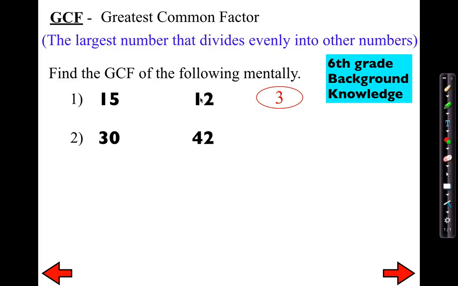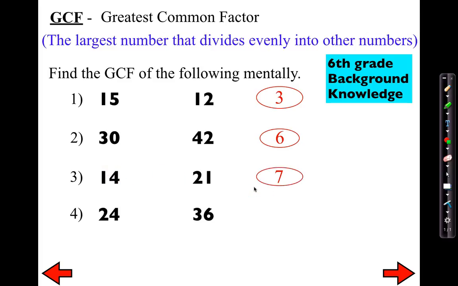What about number 2, a 30 and a 42? Again, you want to find the greatest number that divides evenly into both, and that would be a 6. Number 3, we have a 14 and 21. Immediately what jumps out to me, because I know right away the two factors I can think of for 21 are 7 and 3. And guess what? 7 goes into 14 evenly, so I'm going to go ahead and say 7 is my greatest common factor.